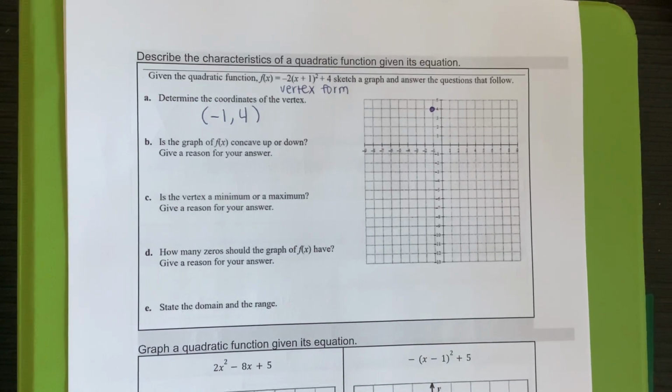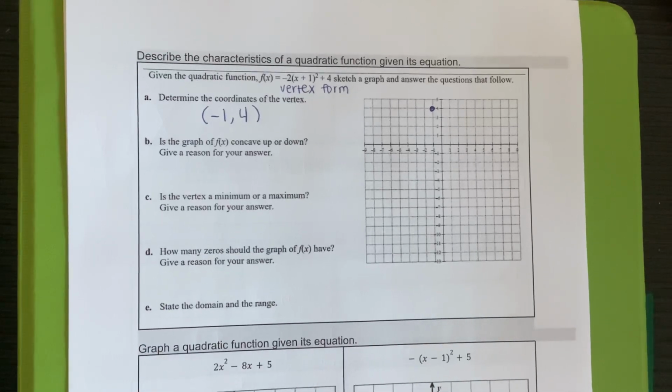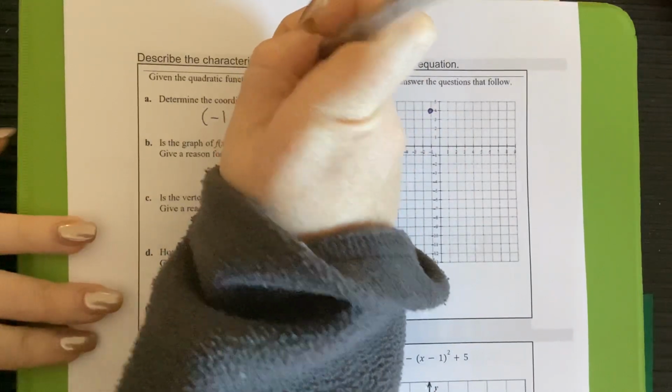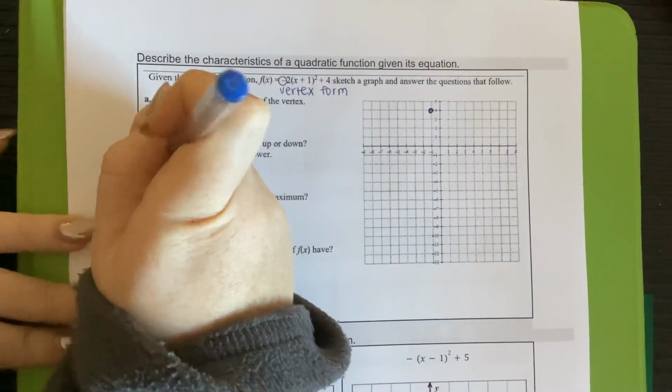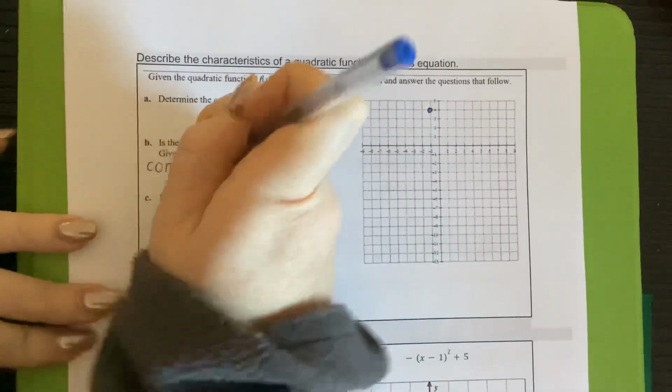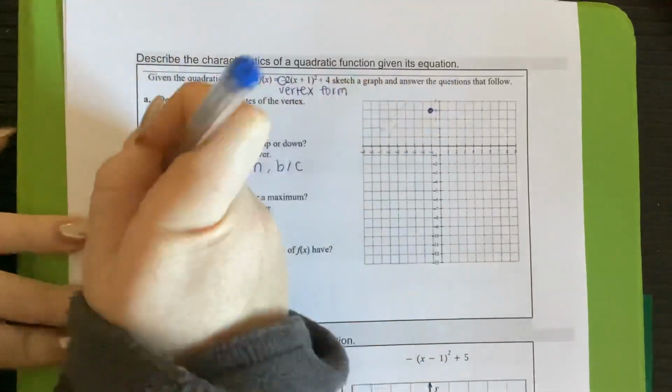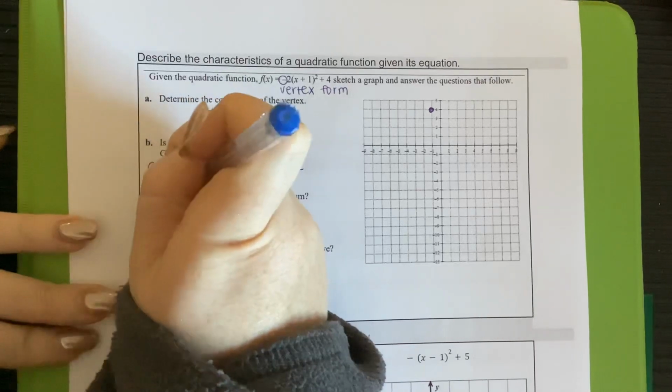Then you need to decide, is it concave up or is it concave down, and why? So concave up, concave down just means which direction does it open to? Is it up or down? So we have this negative in front, so we know it's going to be concave down because A is negative.